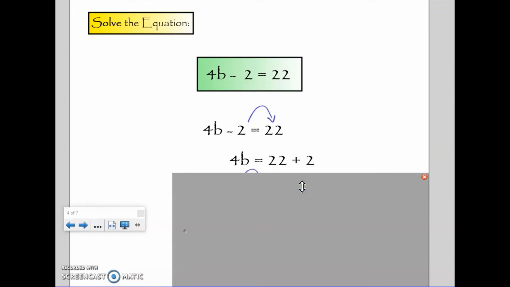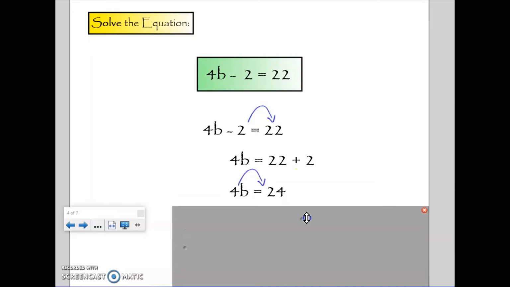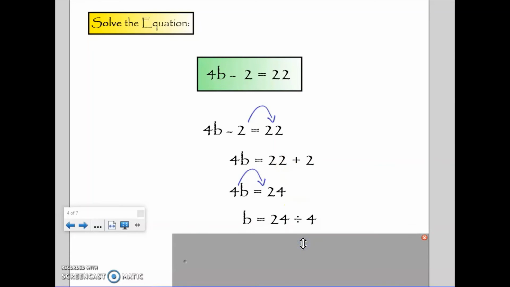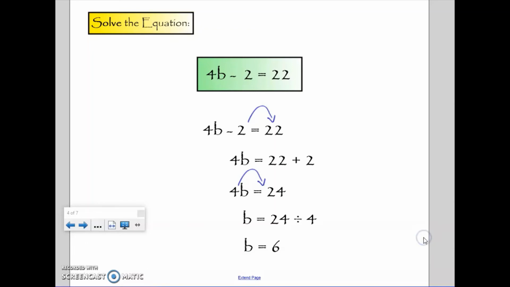22 plus 2, we can simplify that by adding it together to give 24. 4b equaling 24. So I'm going to divide this side by 4. At the same time, I'm going to divide this side by 4. Take the 4, move it over here. It changes from a multiply to a divide, which leaves me at 24 divided by 4, telling me the value of b is 6.